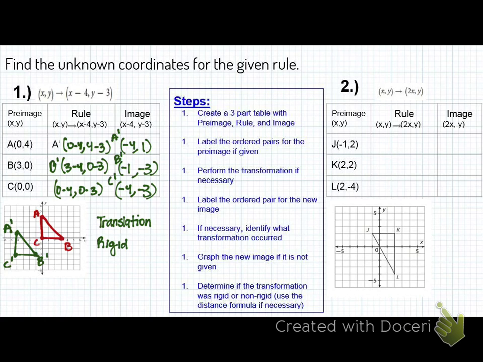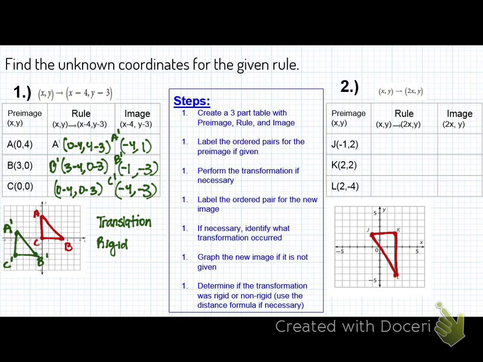Okay, cool. Number 2. Number 2. Here's our original. This is the pre-image. Okay, these are the ordered pairs, and they already plotted them for us. I'll make them red so you can see them. There's J here, K, and L, and then there is a line here. So I'll make this my original.